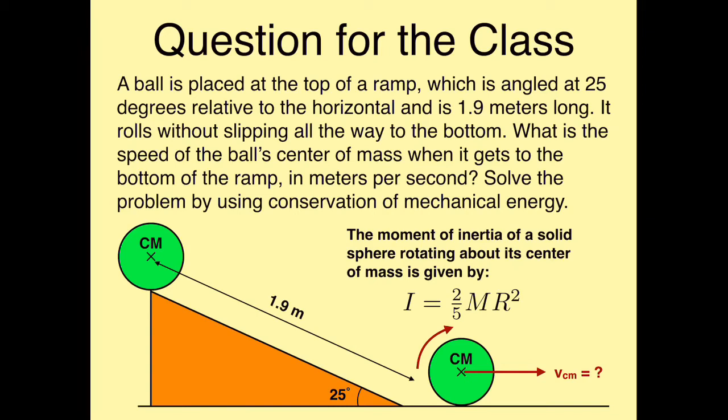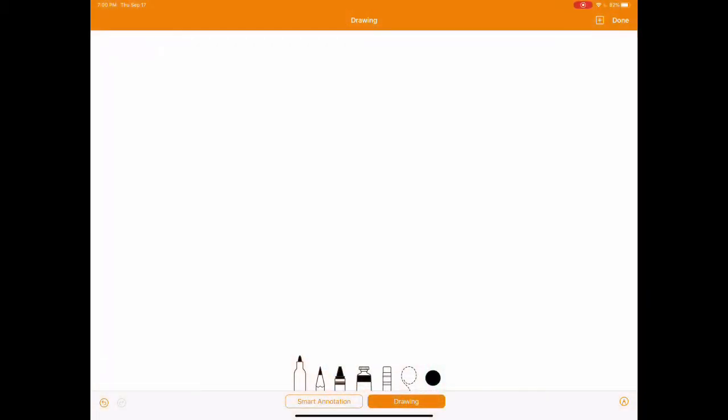I kind of showed you how to do that already just symbolically, so here you're going to do it and actually calculate a value for V. So in order to do this, you're going to need to know the moment of inertia of a solid sphere rotating about its center of mass. That's going to be given by I is equal to 2/5 mr squared. Okay, so pause the video, give this a shot, see if you can get it, and then we'll go through it together. Okay, so let's solve this problem using conservation of mechanical energy.